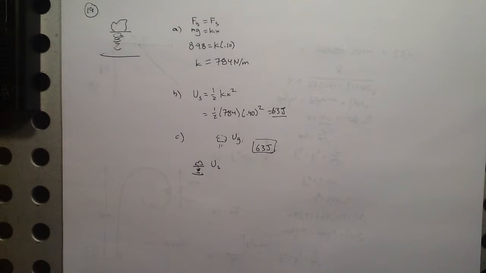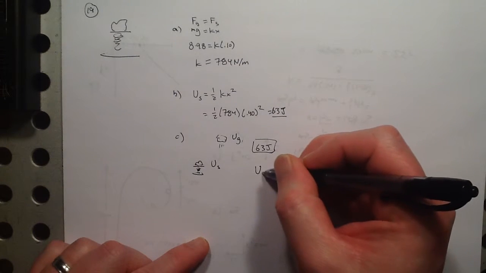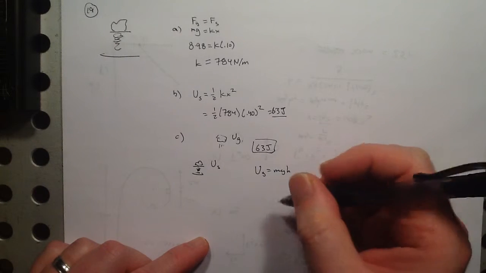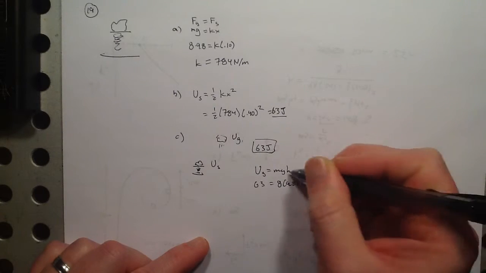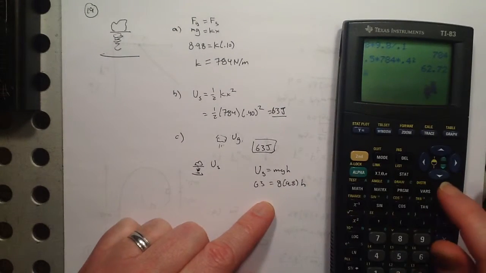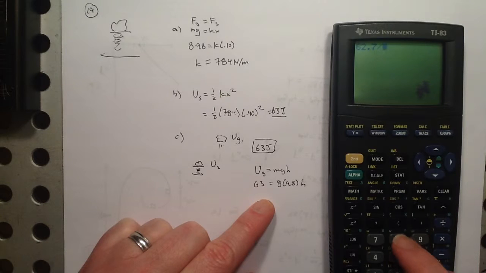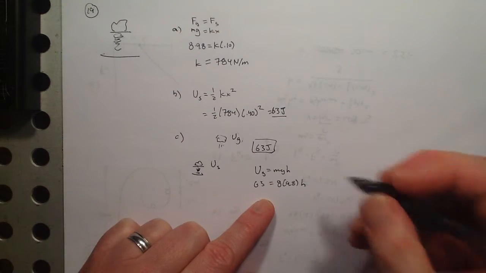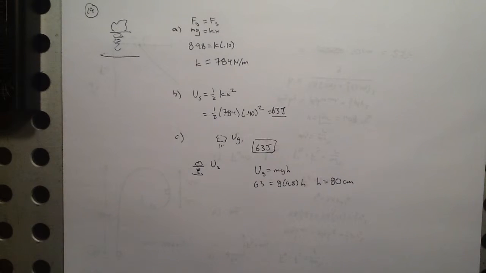And then what's the maximum height from the release point? Well, this is mgh, so 63 equals 8 times 9.8 times that maximum height. The book used 60.7, so I'll do the same thing, divided by 8 divided by 9.8. So about 80 centimeters. There you go. That was easier than 17.